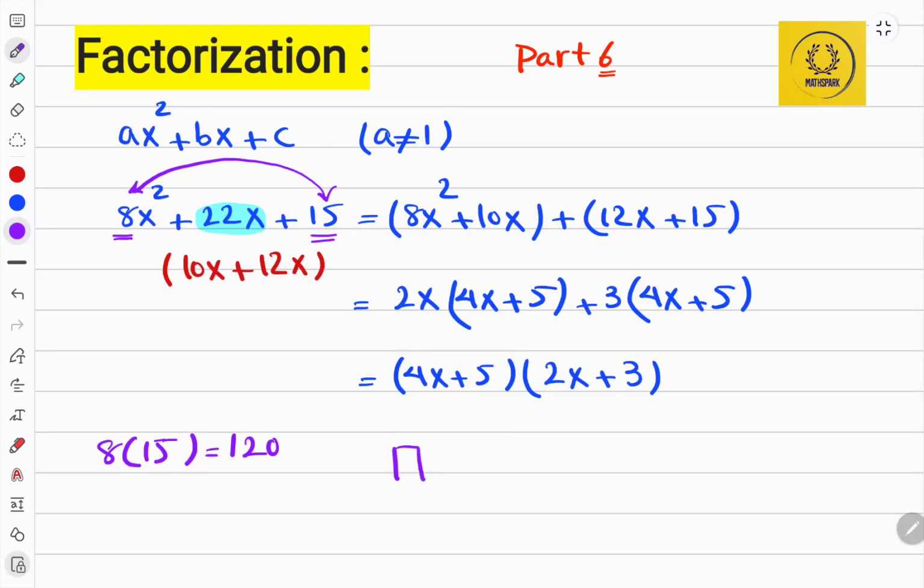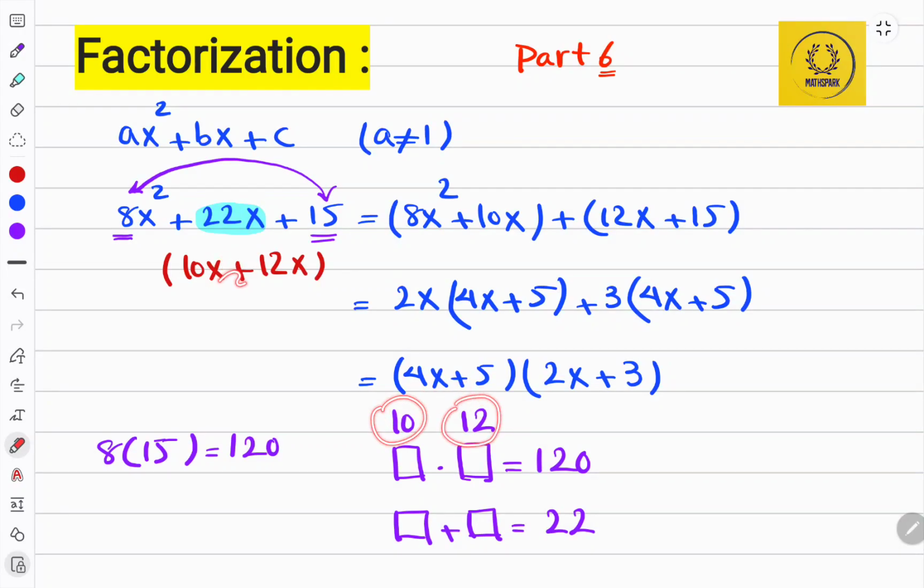22. So we need to find two numbers. The product of the two numbers is 120, and they add to the middle term 22. So these two numbers for a product of 120 are 10 and 12, and the sum of 10 and 12 is 22. So this way we can find the two numbers that work for splitting the middle term. So these two numbers here are 10 and 12.